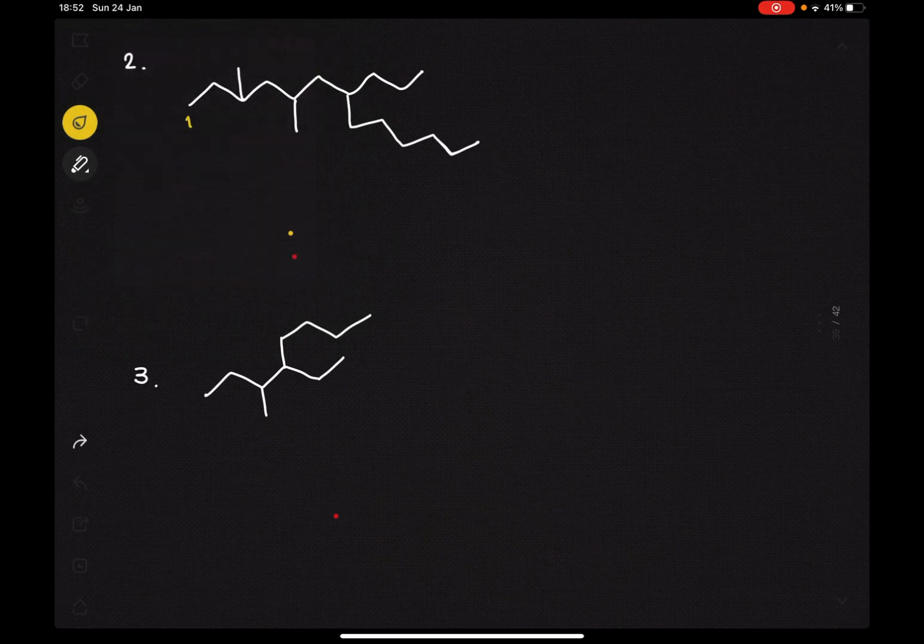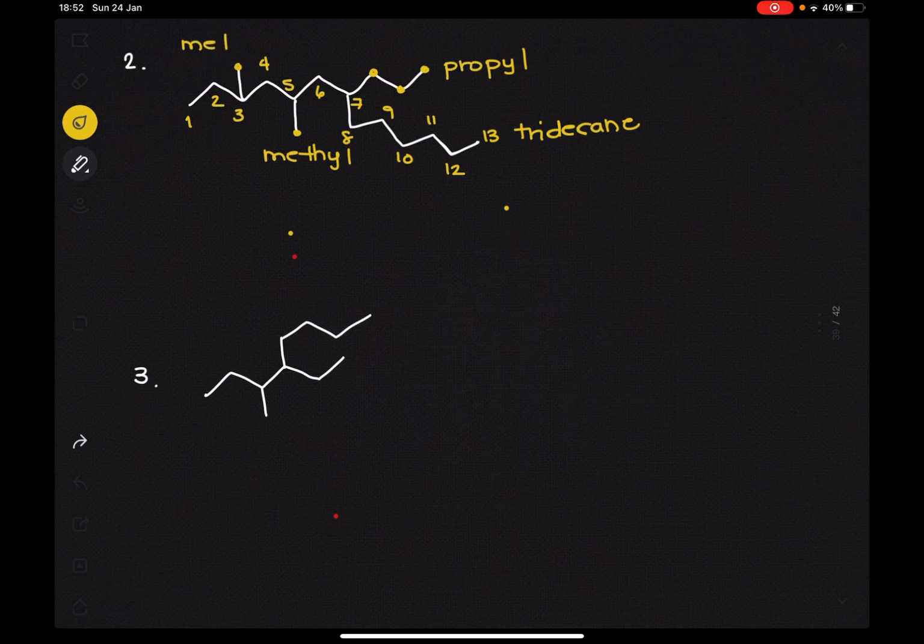I'm going to have 1, 2, 3, 4, 5, 6, 7, 8, 9, 10, 11, 12, 13. So this structure is a tridecane, 13 carbons. I have 1, 2, 3. This is a propyl substituent. I have 1, this is methyl. And I have another one, it's another methyl. So I'm going to also have a dimethyl.